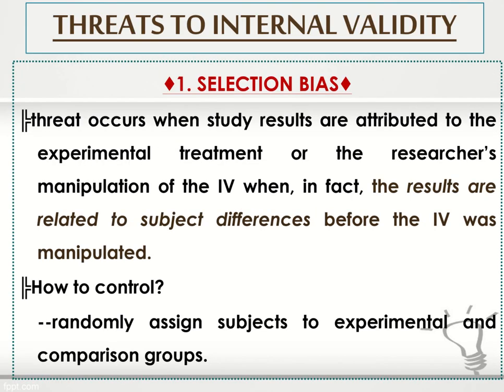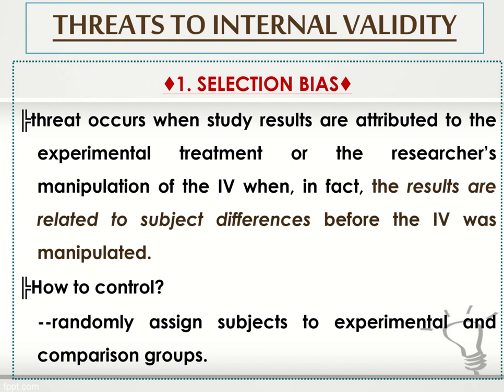So pag-usapan muna natin yung mga threats. Okay? First, threats to internal validity. So Campbell and Stanley 1963 and Cook and Campbell 1975 have identified threats to the internal validity of a study. So we are going to discuss 6 of these threats. First, we have selection bias.